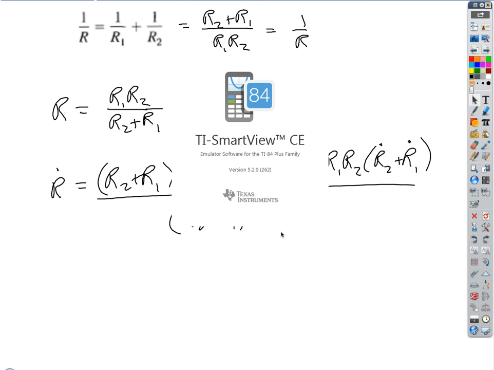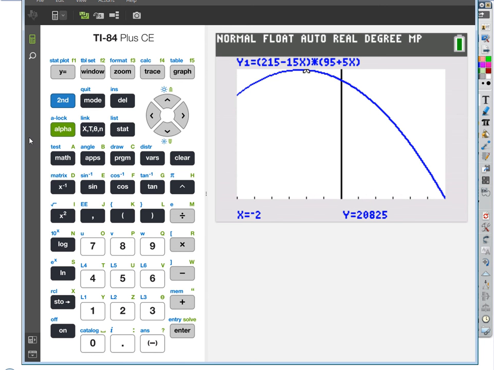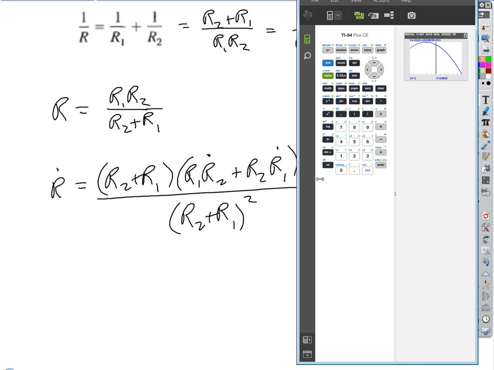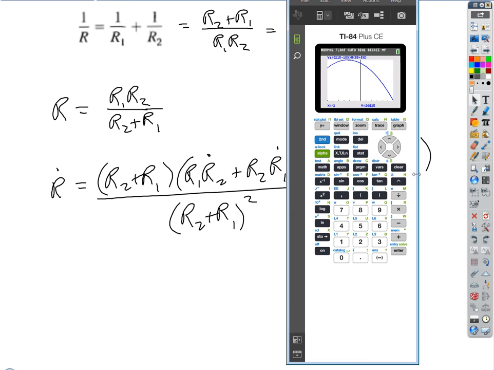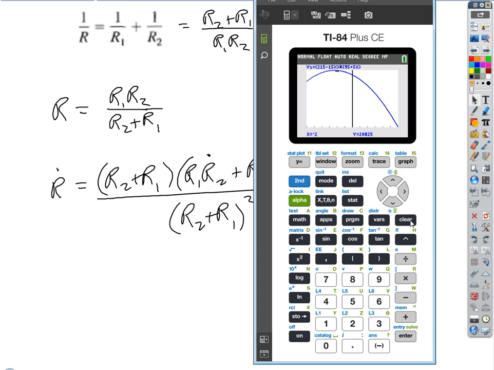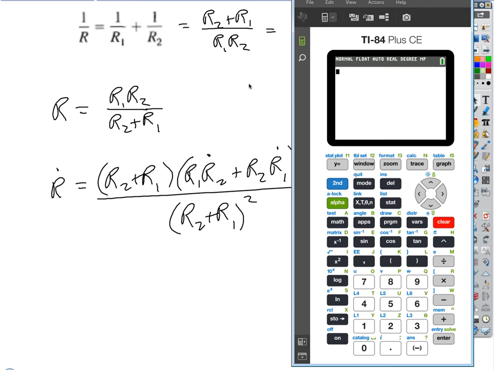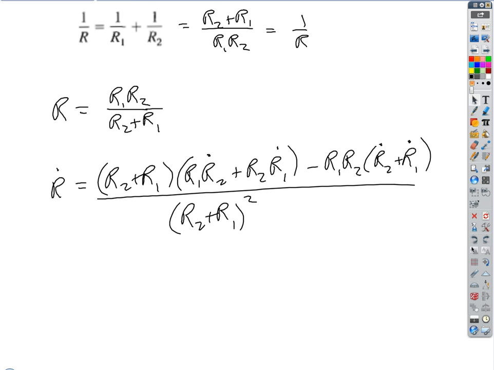Whenever you're evaluating big ugly expressions like that, I could do this. I could say, let's call these A, B, C, and D. What were the values of those, do you remember? R1 was 50, R2 was 75, R1 dot was 1, and R2 dot was 1.5. Okay, so you remember them all. I don't have to go back.